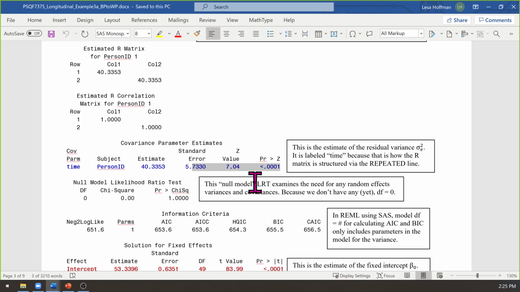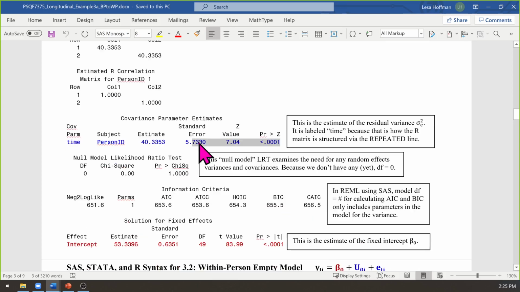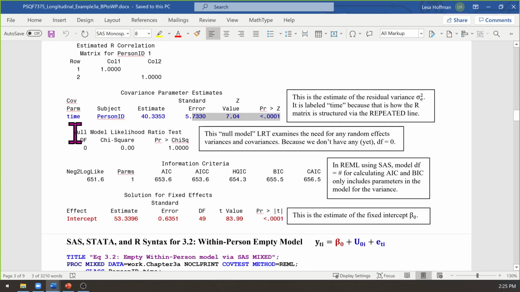I will teach you another way to test whether or not a variance term is needed in the model, whether it's greater than 0, via likelihood ratio tests, which some of you probably have already heard of. This next thing is not relevant yet because it tests what else you have in the model for the variance besides E. Right now we don't have anything else, so there's nothing to test.